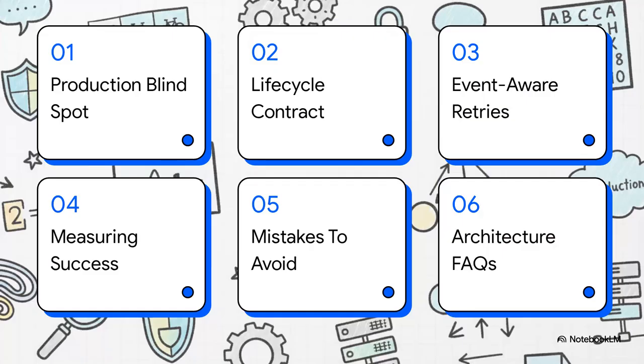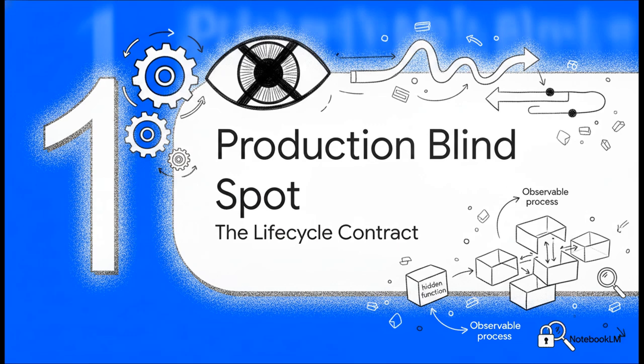Okay, let's look at how we're going to break this down today. First, the production blind spot. Then, designing the lifecycle contract, followed by event-aware retries and scope. After that, persisting and measuring success, some common mistakes you definitely want to avoid, and finally, a few essential architecture FAQs. All right, let's jump right into Section 1, the production blind spot, and the lifecycle contract.